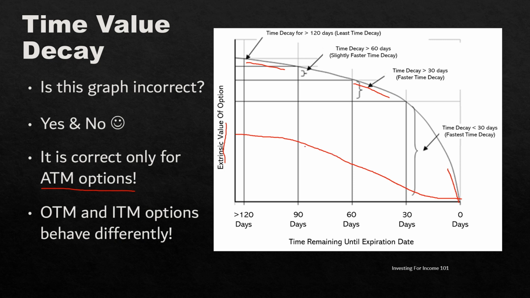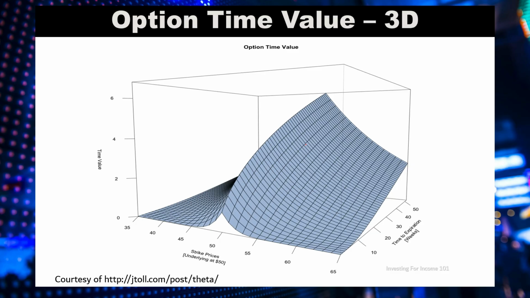So let's look at a little more detail, even more detail. This is a 3D graph of the time values for a specific stock. It's a theoretical thing, probably obtained from the Black-Scholes model. We have a stock that is at 50, the same as my previous example, and these are different strike prices: 35, 40, 50 would be at the money.